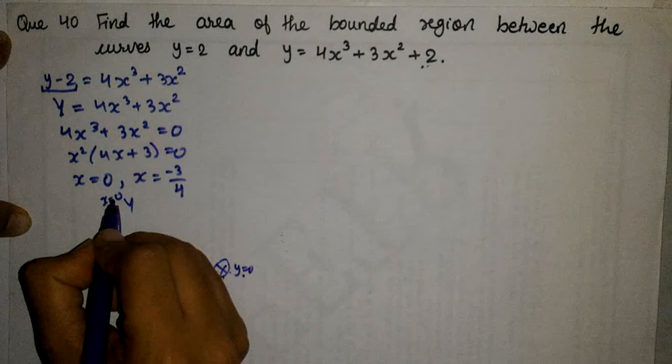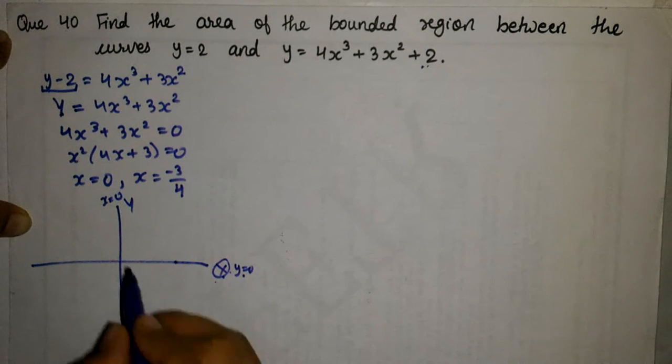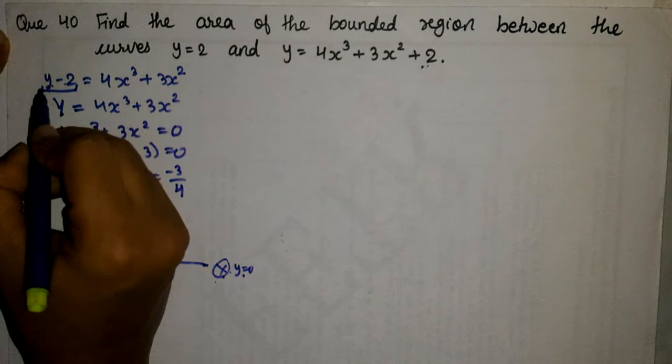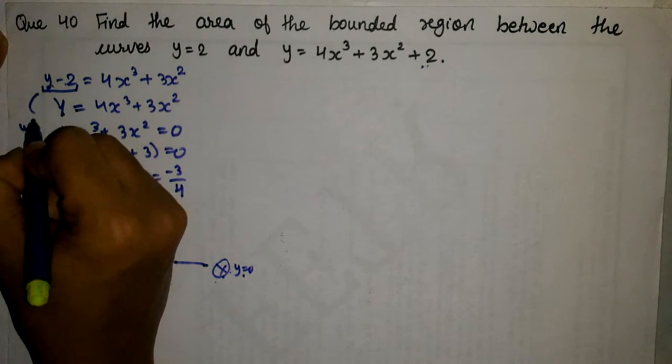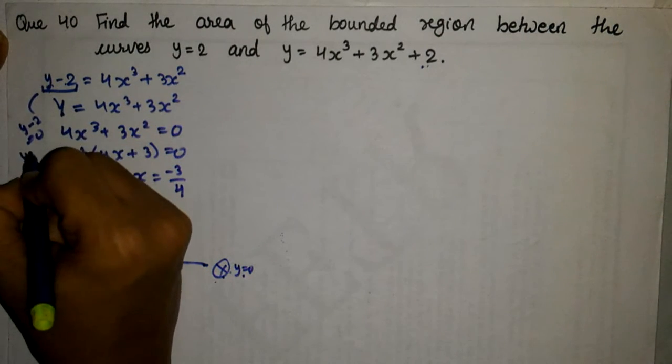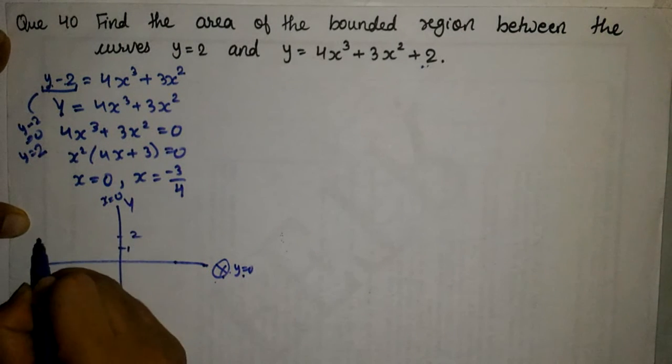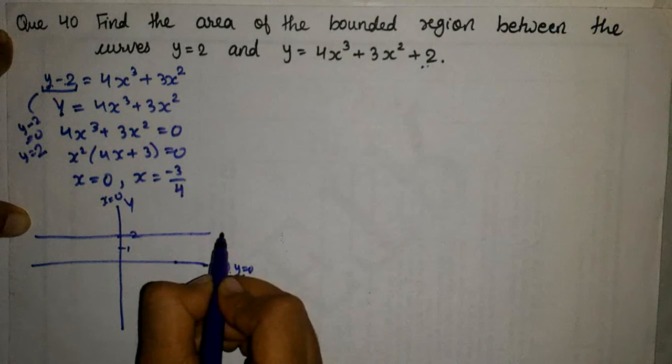So these intersecting points are not actually on y equal to 0. These are on y minus 2 is equal to 0. So when we put y minus 2 is equal to 0, we get y equal to 2. So we have to draw these points on the y equal to 2 line.